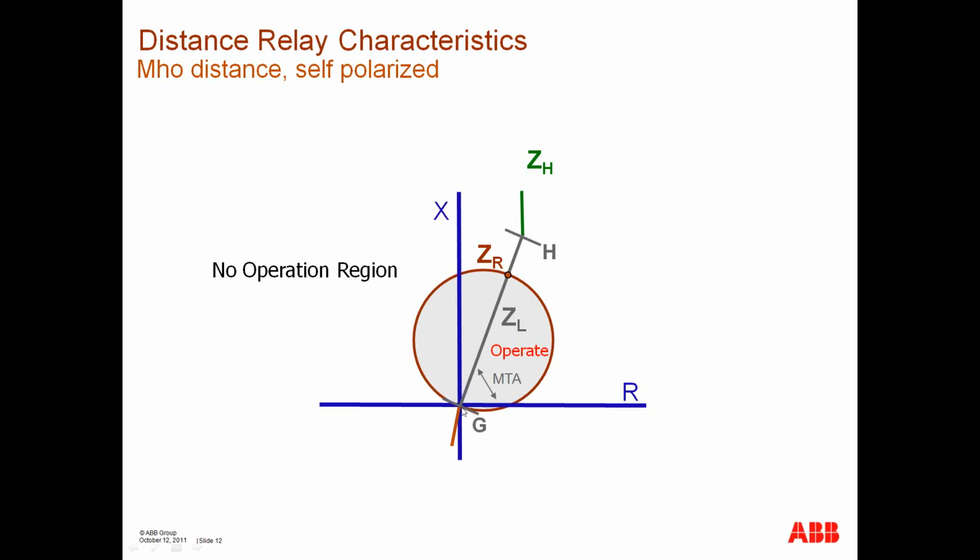It is a self-polarized characteristic because its characteristic passes through the origin. And it has a set reach, and this is referred to as a mho distance characteristic.